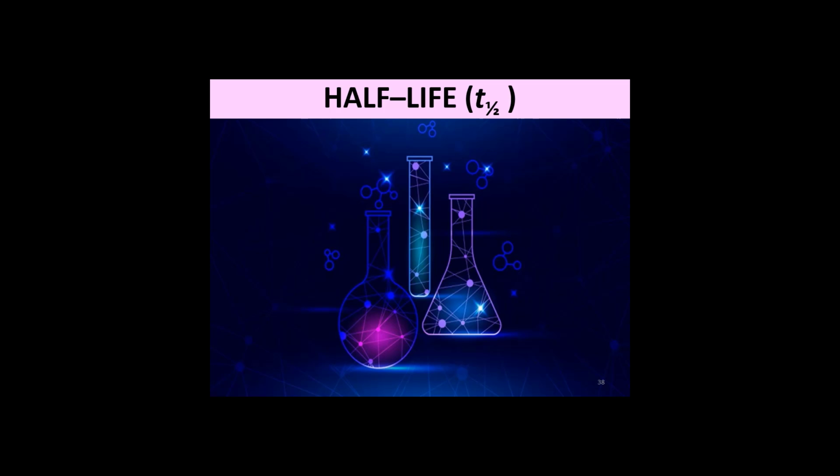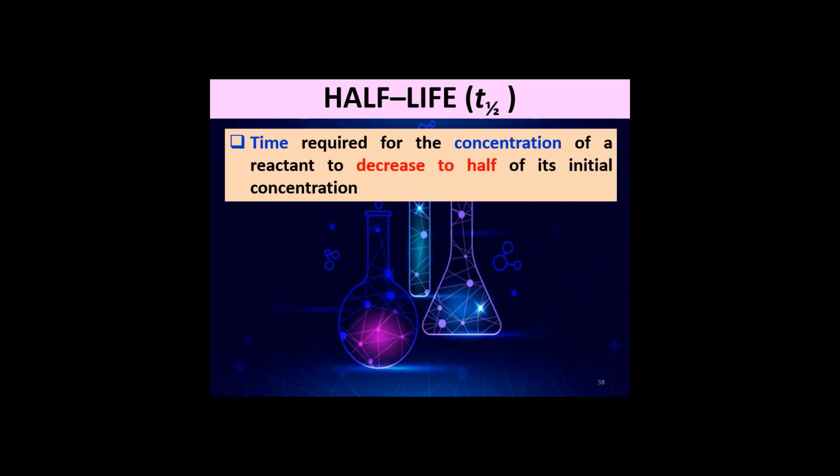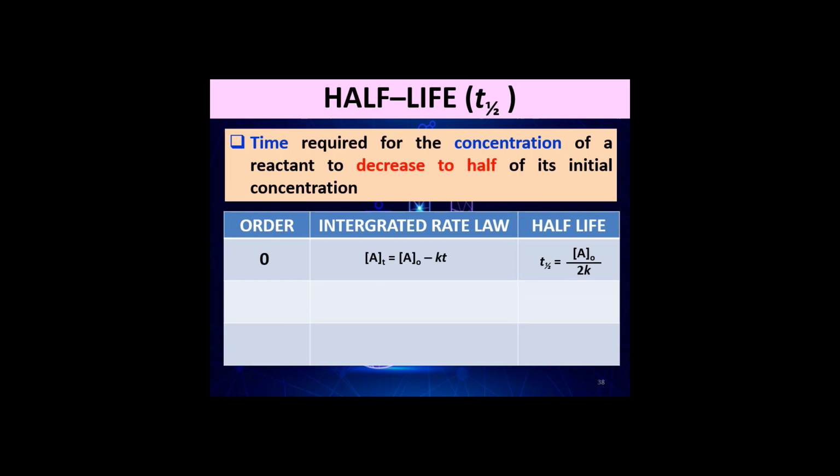From integrated rate law we can calculate the half-life. Half-life, or t-half, is the time required for the concentration of a reactant to decrease to half of its initial concentration. Different integrated rate laws result in different half-lives. For zero-order reaction, t-half equals initial concentration over 2k. For first-order reaction, t-half equals ln 2 over k. For second-order reaction, t-half equals 1 over k times initial concentration.